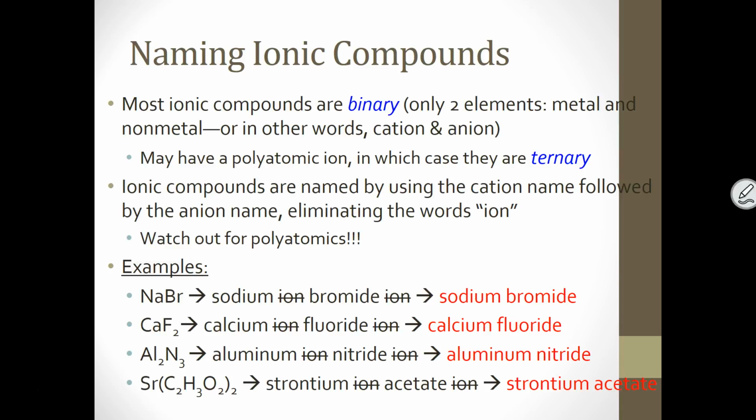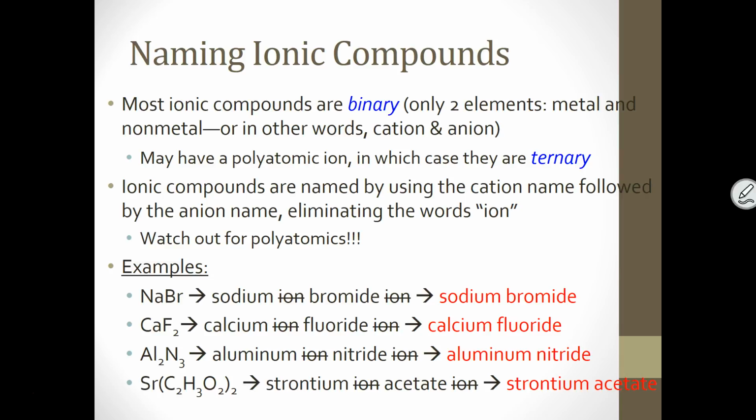So if you recall, when you name a cation, you just name the element and then the word ion. So sodium ion, and then the anion always got its ending changed to "ide," and so bromine became the bromide ion. But when you put them together, you're not going to say the sodium ion bromide ion. You would get rid of the words ion, and so the name becomes sodium bromide. For the second one, you have calcium ion and fluoride ion. Never mind the fact that you have 2 fluorines. It doesn't matter. It's still the fluoride ion. So the name would be calcium fluoride.